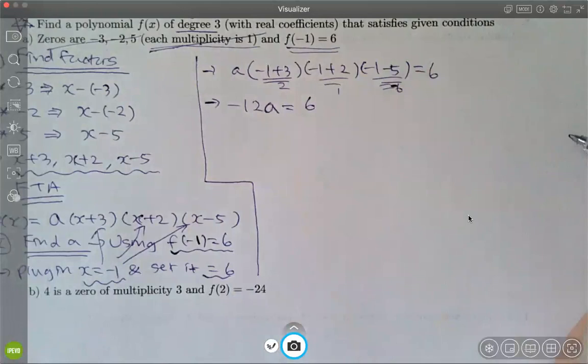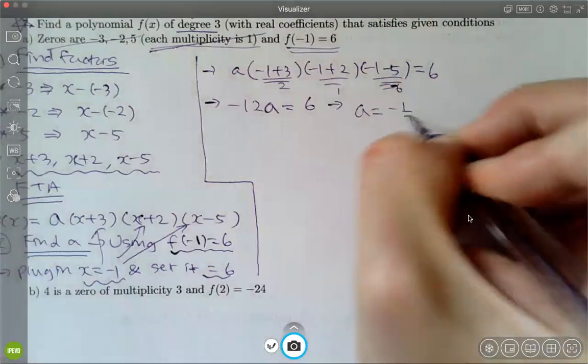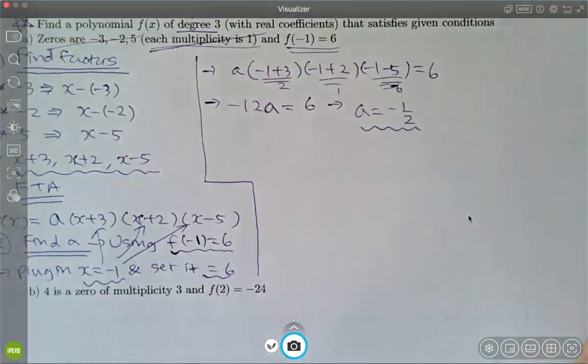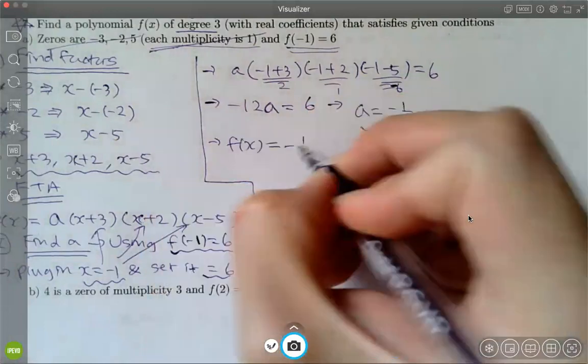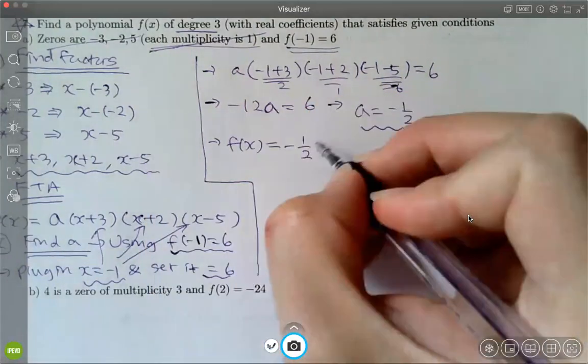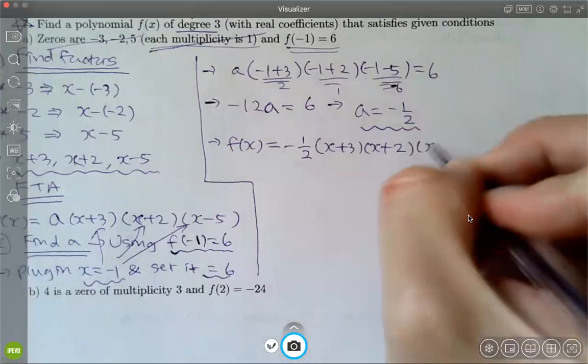Okay, so what do you get? So by dividing by -12, a is equal to what? -1/2, right? Okay, so f of x is equal to -1/2 times x plus 3 times x plus 2 times x minus 5.